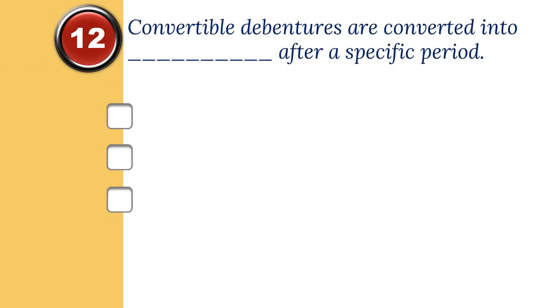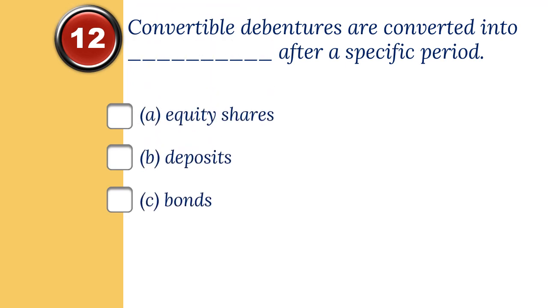12. Convertible debentures are converted into dash after a specific period. The options are A. Equity shares, B. Deposits, C. Bonds. And the correct option is A. Equity shares.